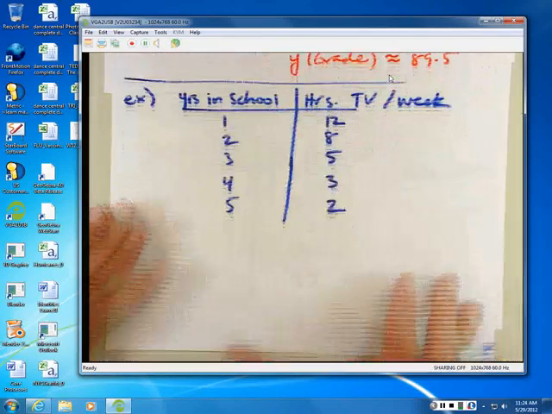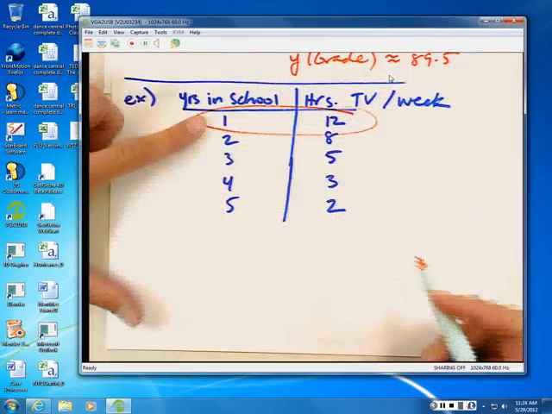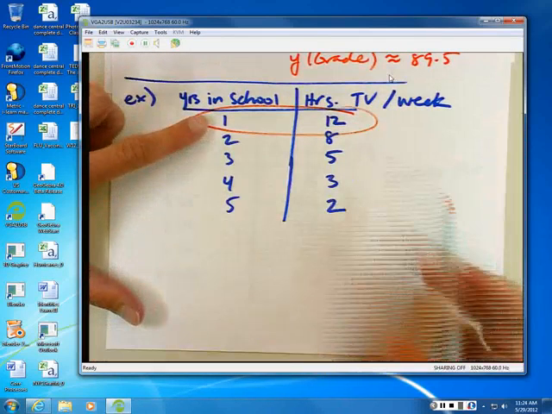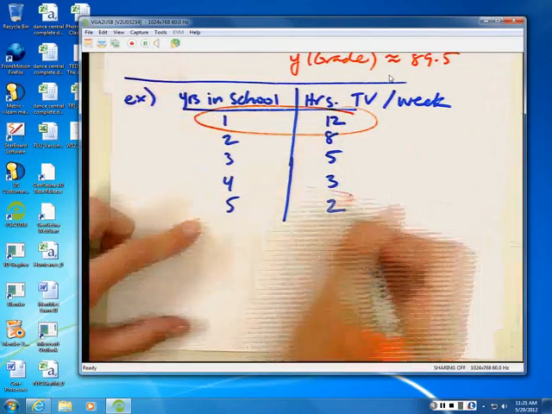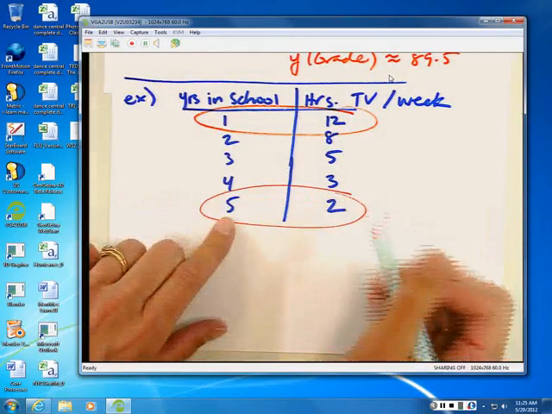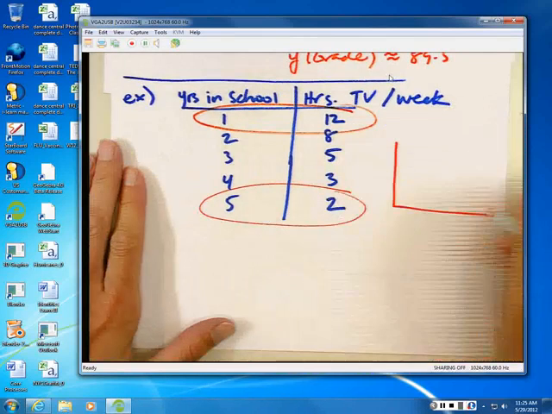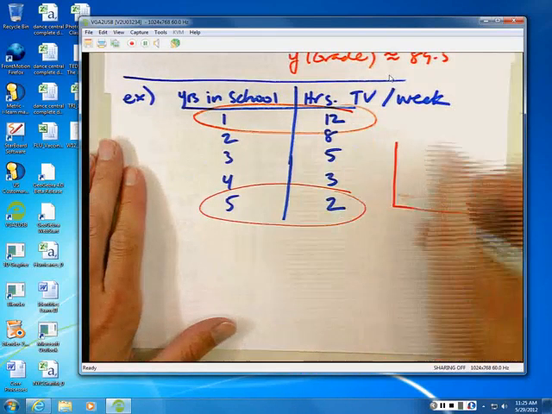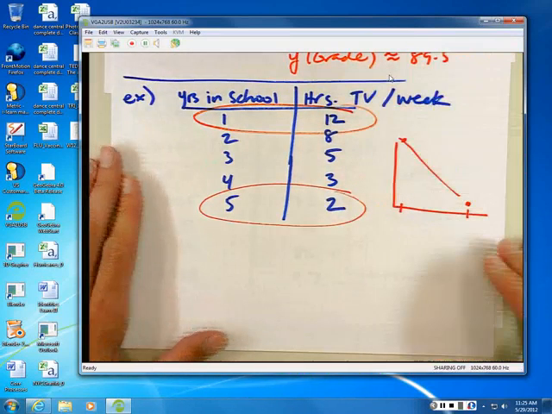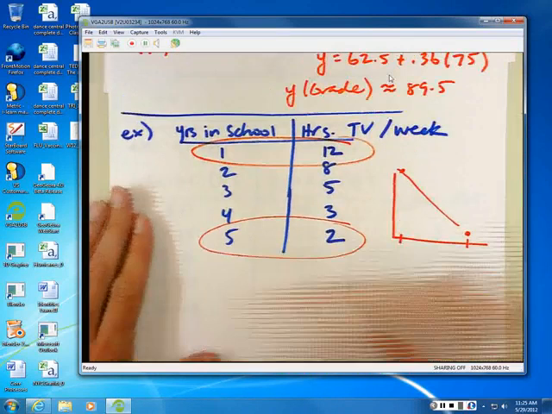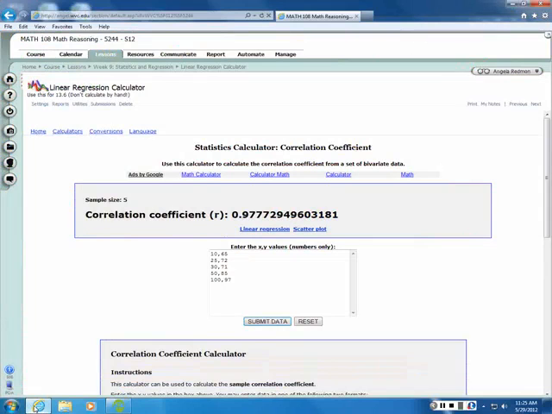So as I take a look at my relationship here, a low number of years in college gives me a high number of hours per week watching TV. A higher number of years in college gives me a lower number of hours watching TV. So I would expect, let's see, 5 is only at 2. 1 is way up here at 12. So I would expect this downward trend. I'm going to let the computer do the work for me, though. So I'm going to switch back over, and I'm going to bring up that computer program.